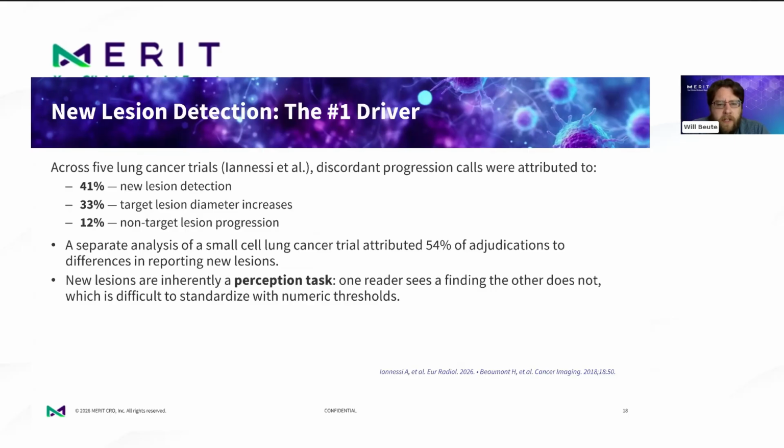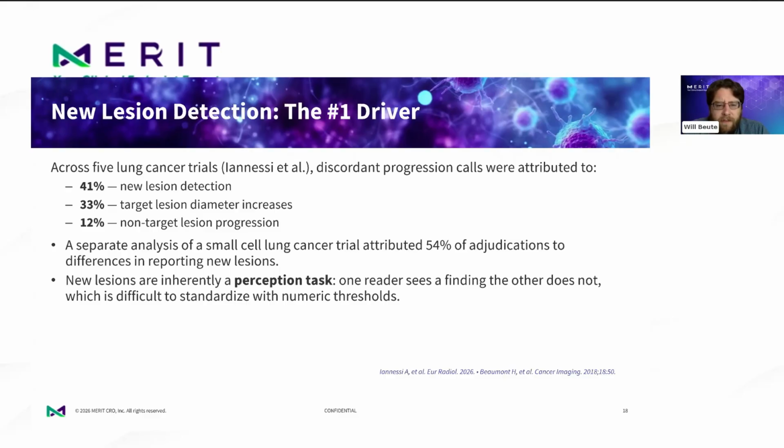Across 5 lung cancer trials analyzed by INSC and colleagues, discordant progression calls broke down as follows. So 41% were attributable to new lesion detection, 33% to target lesion diameter increases, and 12% to non-target lesion progression. A separate analysis of a small lung cancer trial went even further, attributing 54% of all adjudications to differences in reporting new lesions.